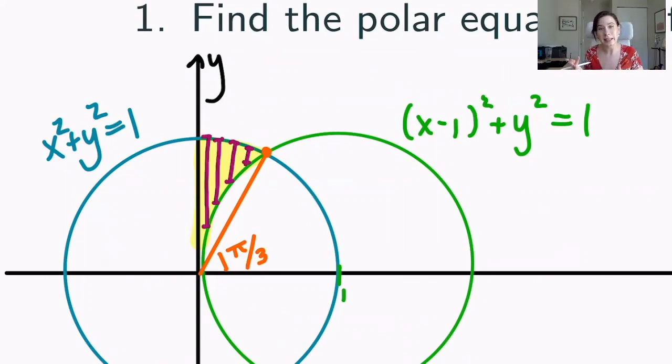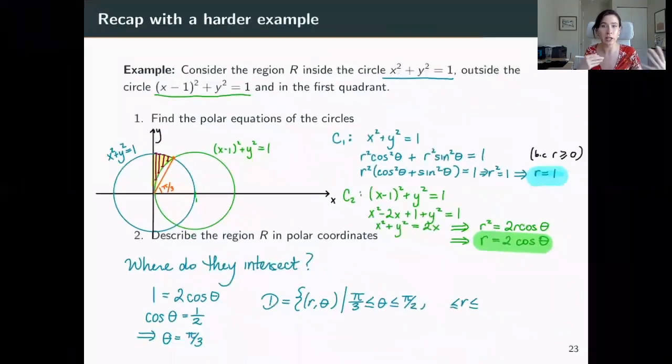We can see that the small radius is always going to be in terms of our green circle, which was given by the equation 2 cos theta. So we see that we should have 2 cos theta here. And our outer r value is always going to be on the blue circle. So that is going to be less than or equal to 1. So that gives me my region D.